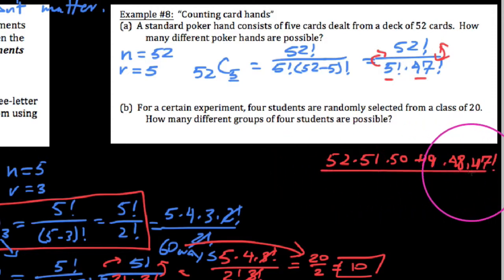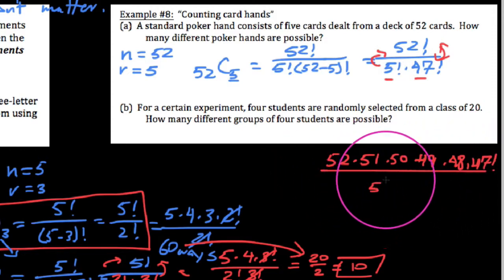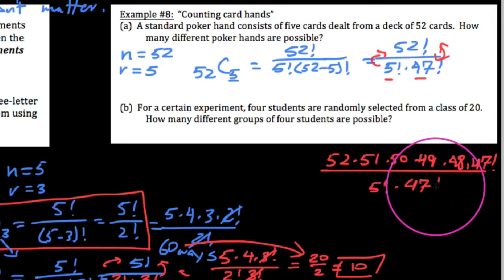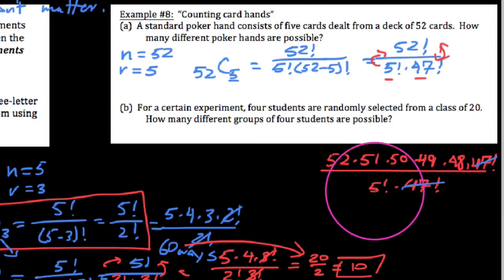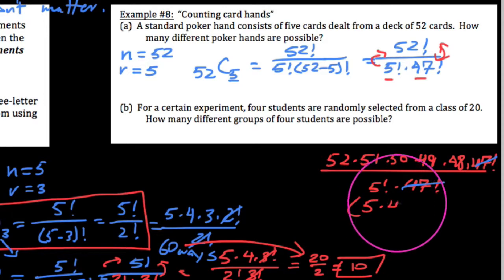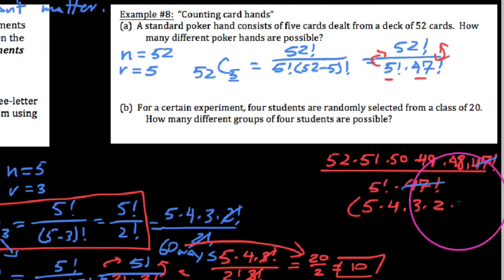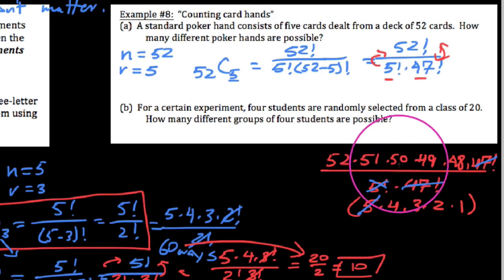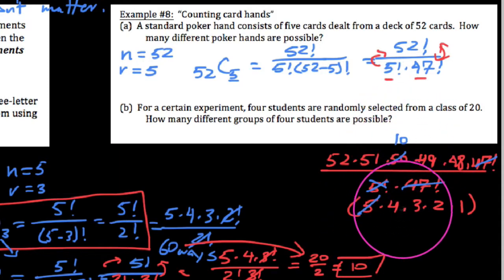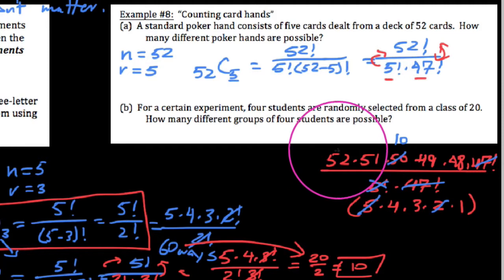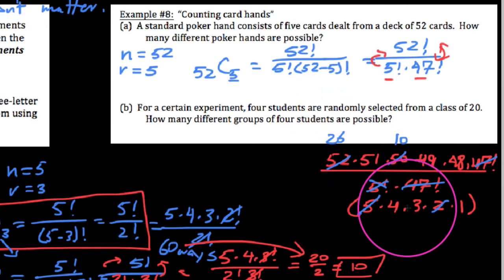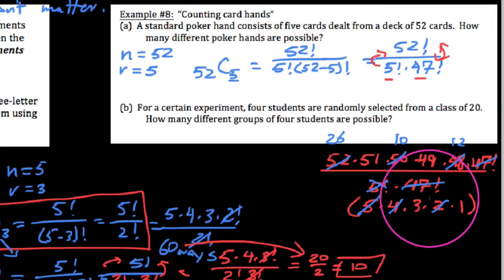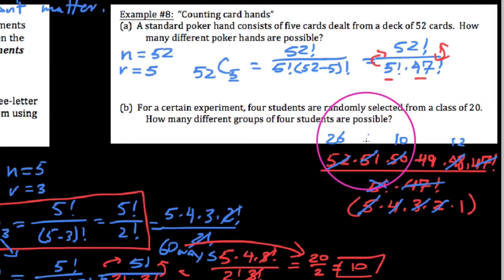Not very good with my 7s and my 8s on this one and my 4s. So we say 5 factorial over 47 factorial. The idea is that we're going to get rid of this here. And we say that this 5 factorial is really 5 times 4 times 3 times 2 times 1. We're going to divide out any common factors that they have with the top here. So we say 5 and 50, this would become a 10. So we say 2 would go into 52 26 times. I suppose 4 would go into 48 12 times. We say 3 would go into 51 17 times.